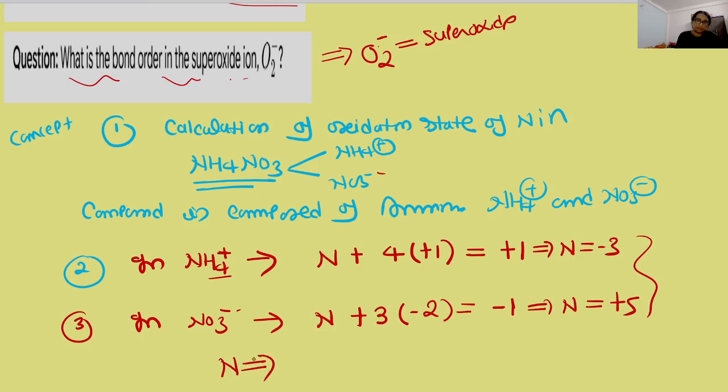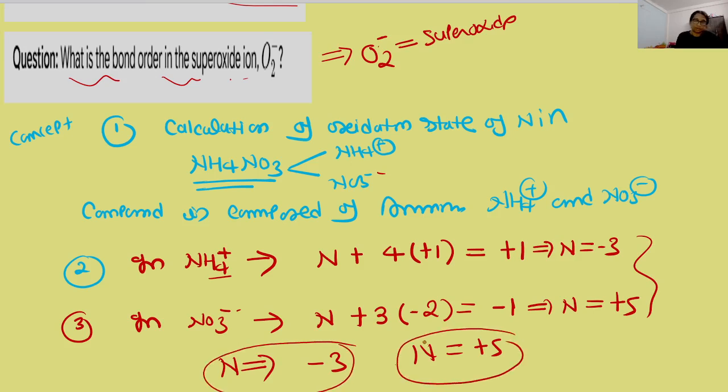We have two oxidation states: for the ammonium nitrogen it is minus 3, and for the nitrate nitrogen it is plus 5. We can calculate the oxidation state with the help of this formula. The correct option is minus 3 and plus 5. Okay, thank you.